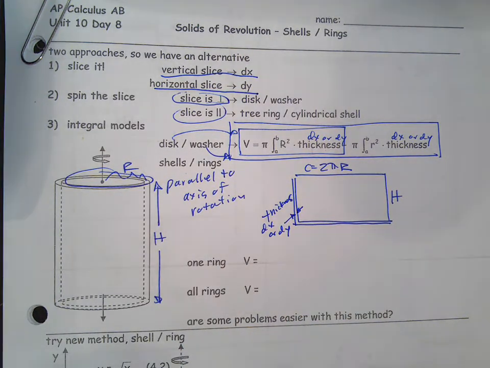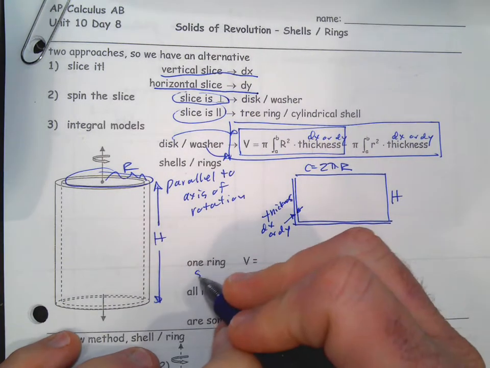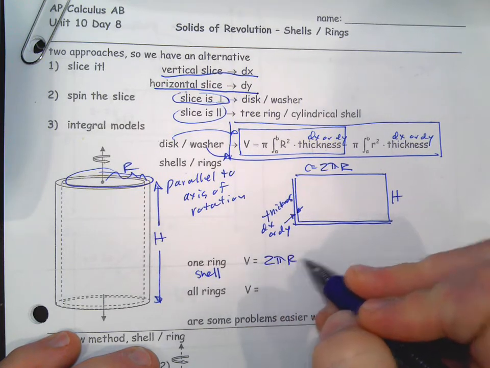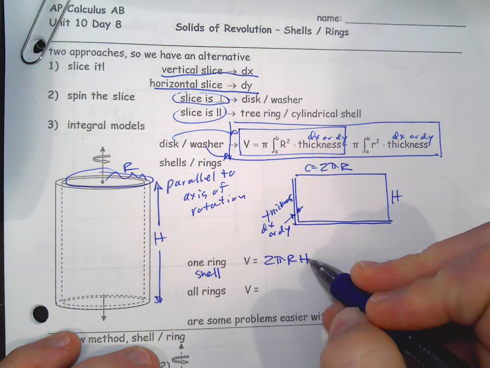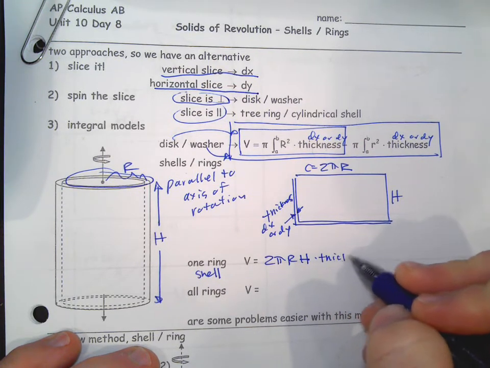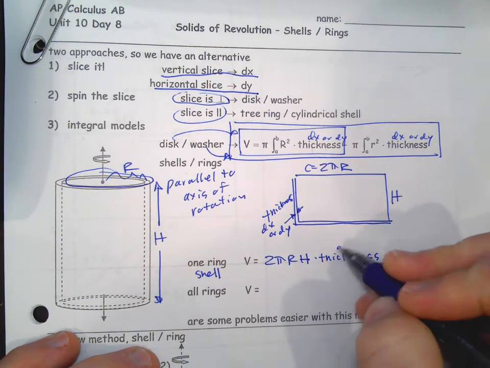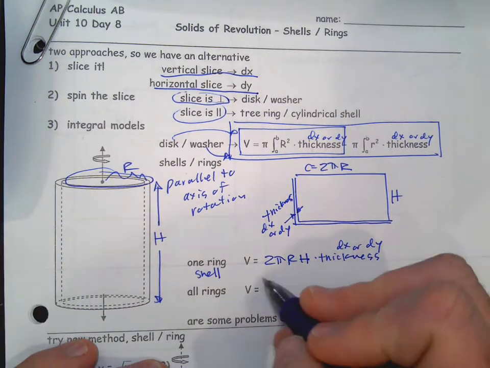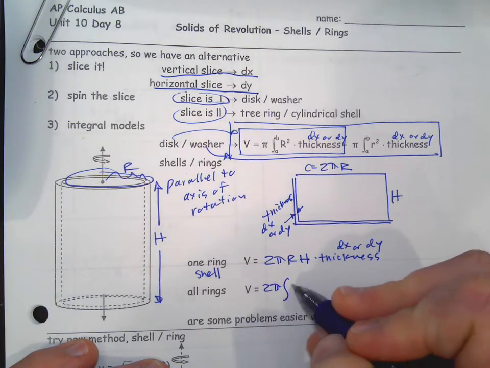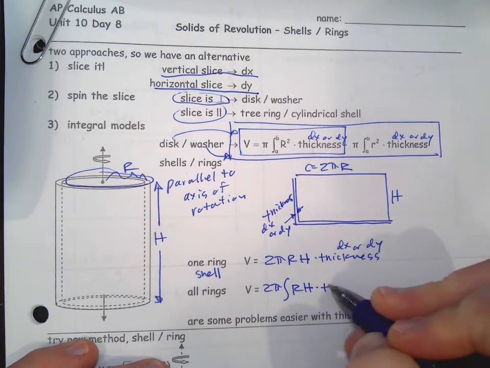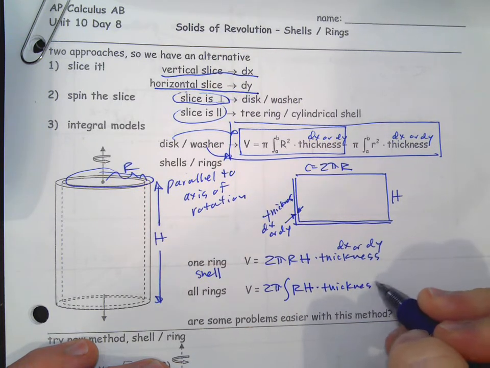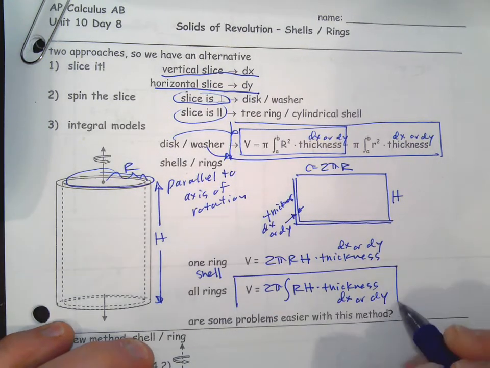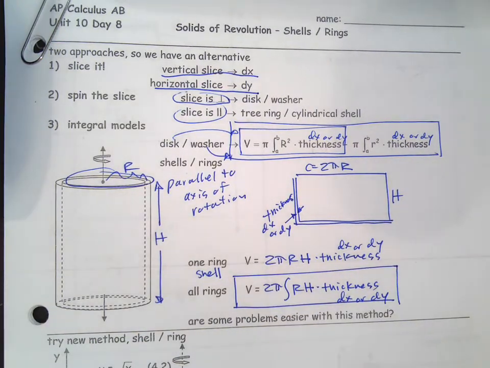So the volume of one of these shells, one tree ring, one shell, is just a rectangle, 2 pi r times h times the thickness, which is dx or dy. If you want all of them, well, then we're going to take one of them and accumulate them all with an integral. So that's the volume of a shell.